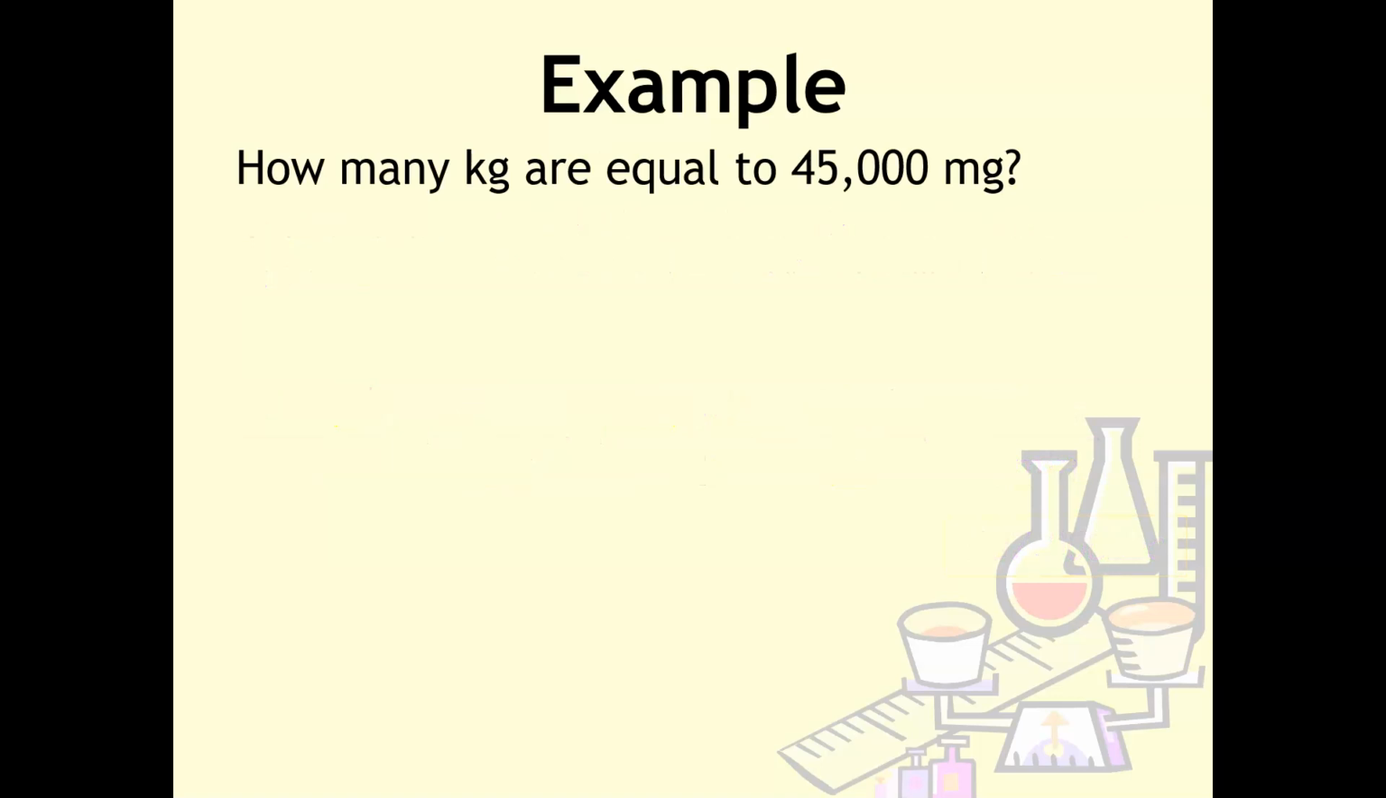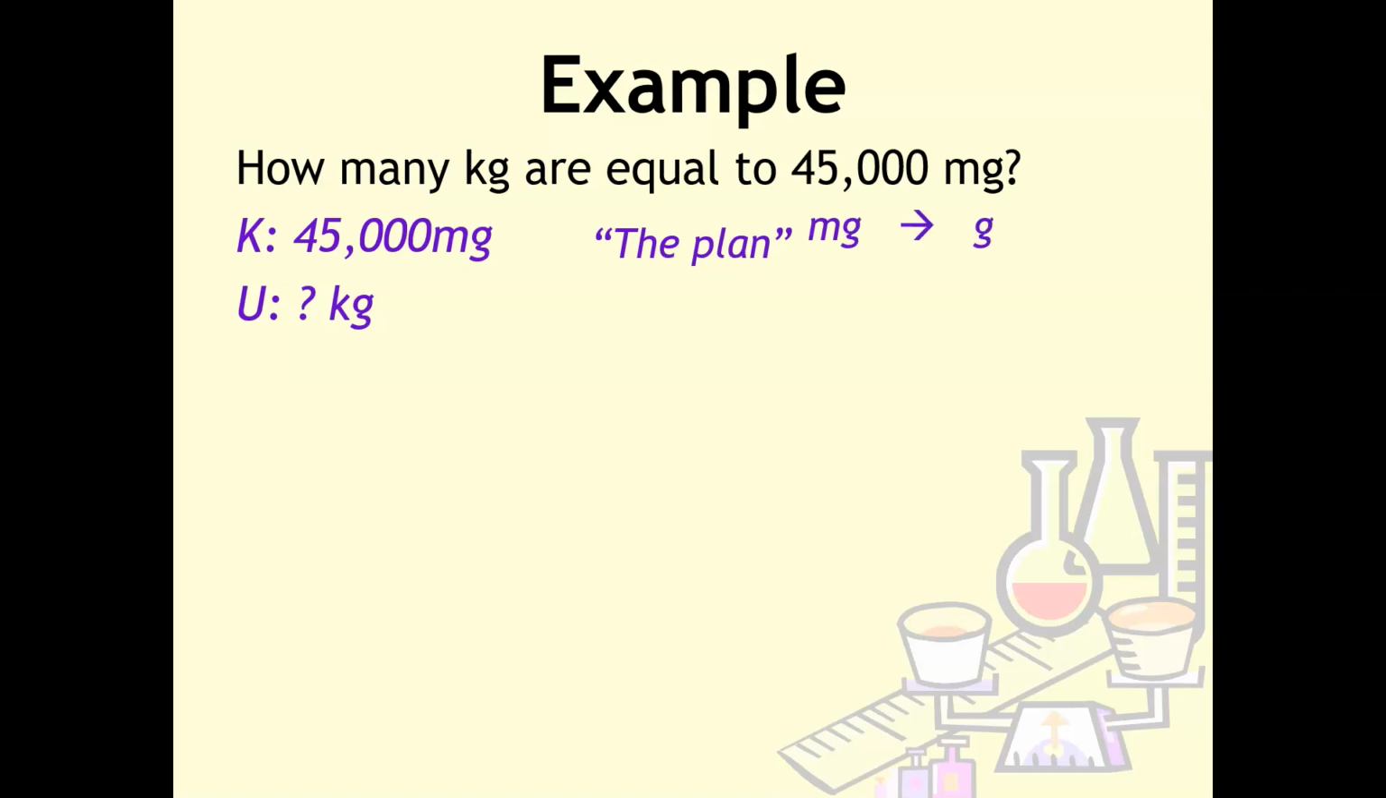Let's try another one. So notice here, we're going from milligrams to kilograms. In this case, we're going to start out with 45,000 milligrams to how many kilograms? So when we do our plan here, we do not know a conversion that goes directly from milligrams into kilograms, right? Based on the other slide that we showed with all the prefixes, there's no direct conversion factor.